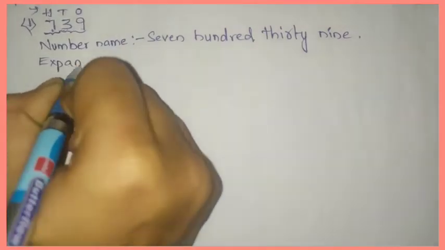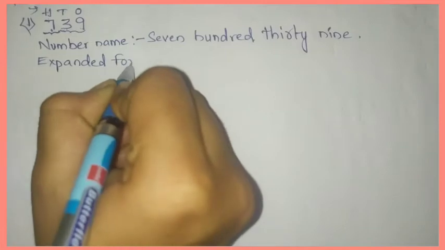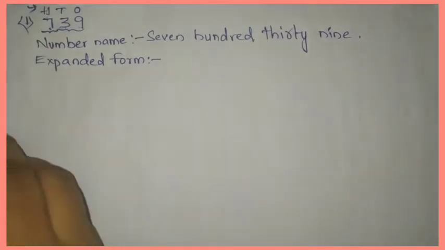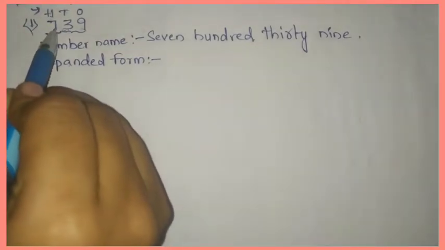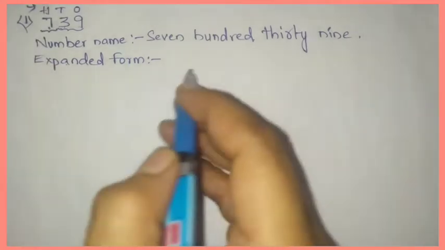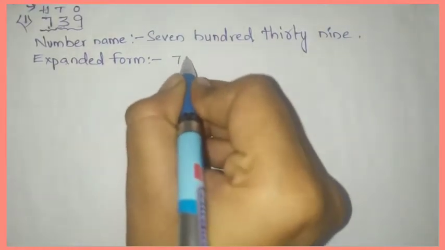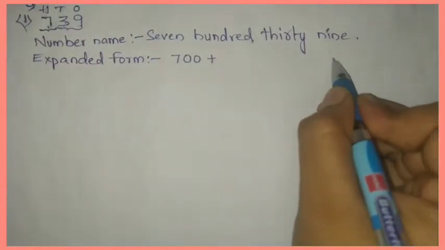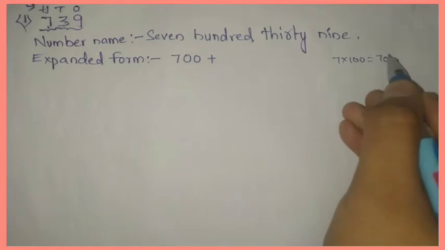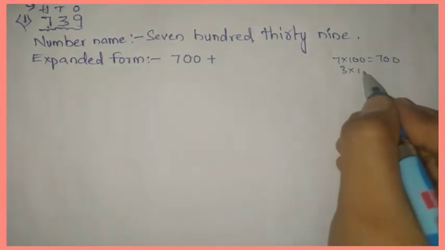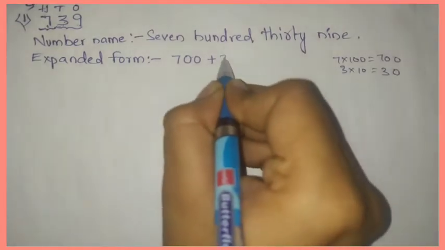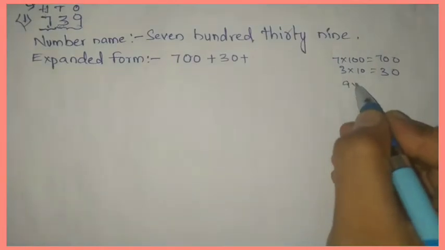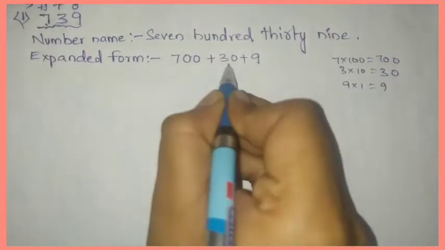Now, expanded form. Expanded form also we will write from hundreds place. What is the digit in hundreds place? Yes, 7. So 700s are 700 plus 3 is in tens place. 3 tens are 30. So we'll write here 30 plus 9 is in which place? Ones place. So 9 ones are 9. This is the expanded form.